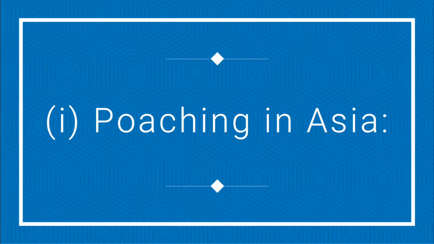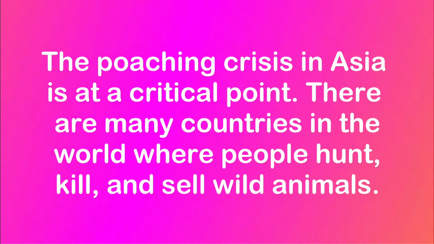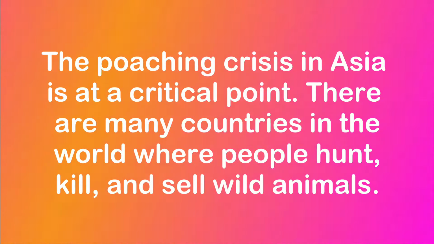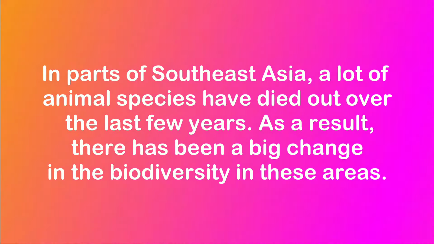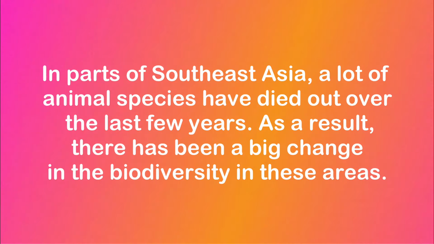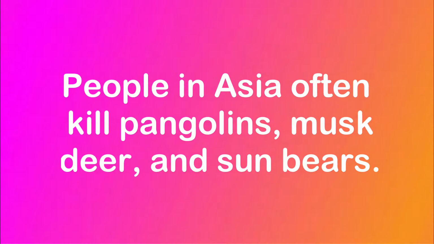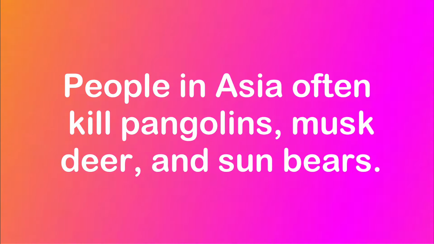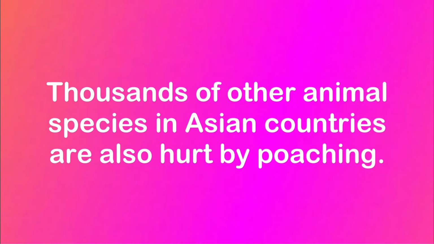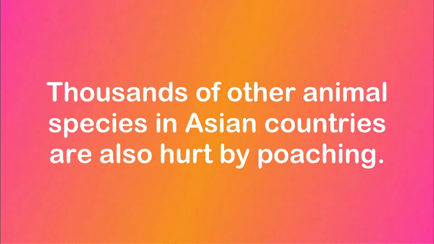1. Poaching in Asia. The poaching crisis in Asia is at a critical point. There are many countries in the world where people hunt, kill, and sell wild animals. In parts of Southeast Asia, a lot of animal species have died out over the last few years. As a result, there has been a big change in the biodiversity in these areas. People in Asia often kill pangolins, musk deer, and sun bears. Thousands of other animal species in Asian countries are also hurt by poaching.